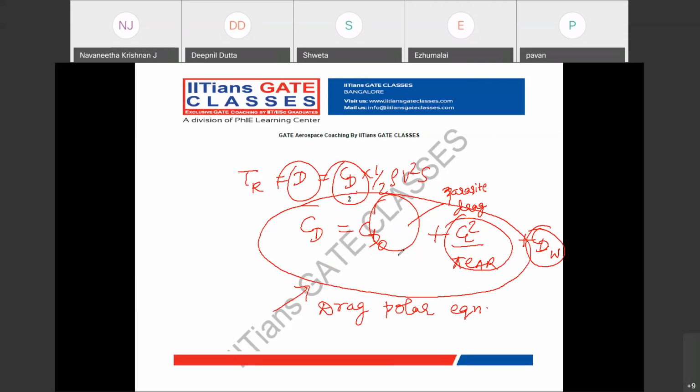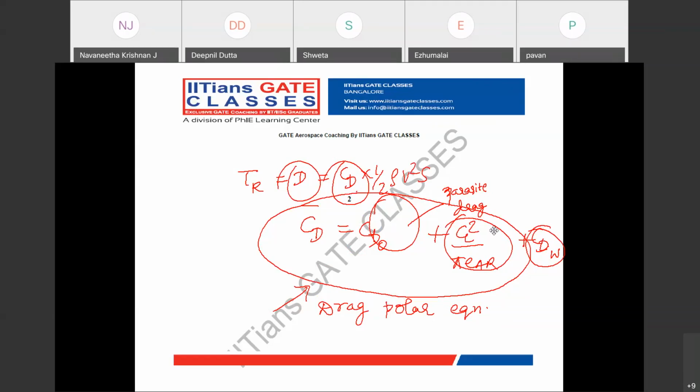When flow is flush with the surface, what happens? When flow is attached to the surface, skin friction drag will be more. When flow detaches from the surface, pressure drag will be more. So in turbulent flow, since flow remains attached to the surface, skin friction drag will be more. Laminar flow is easy to separate, so the pressure drag will be more on laminar aerofoils.